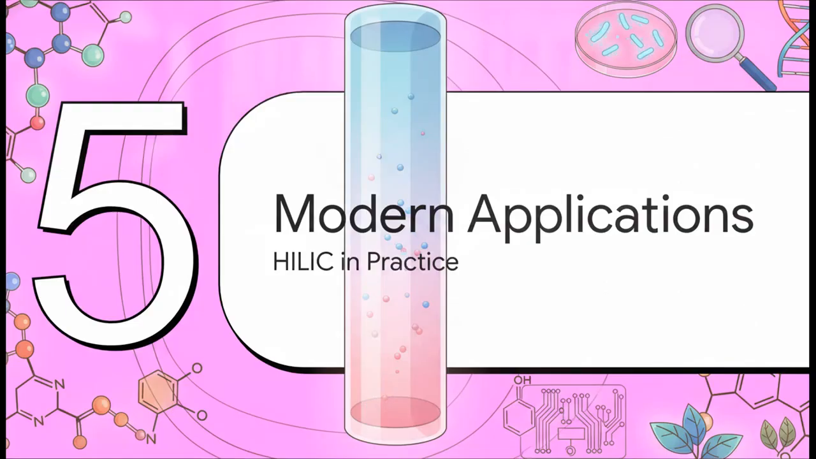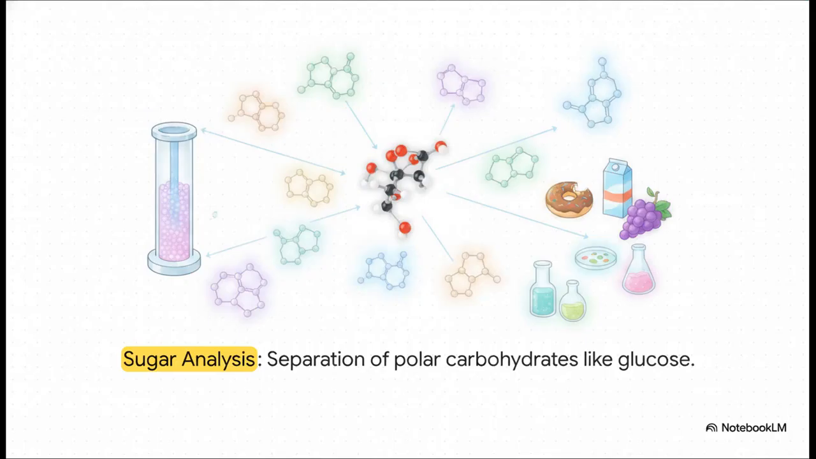Let's bring it home with Section 5, Applications in Modern Chemistry. Why does this actually matter in the real world? Well, let's look at sugar analysis. Carbohydrates, glucose, fructose, lactose, these are highly polar and a nightmare to retain on standard columns. But drop them into a HILIC setup, usually with an aminopropyl column, and it just effortlessly separates and quantifies them. That makes HILIC an absolute lifeline for food analysis, beverage testing, and figuring out what's going on in biological samples.